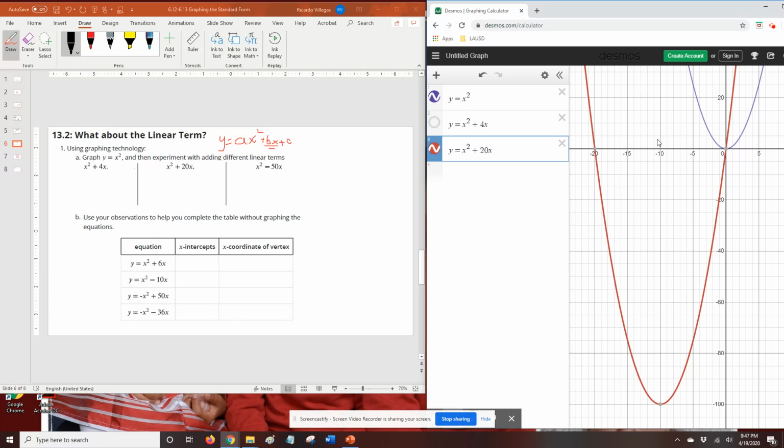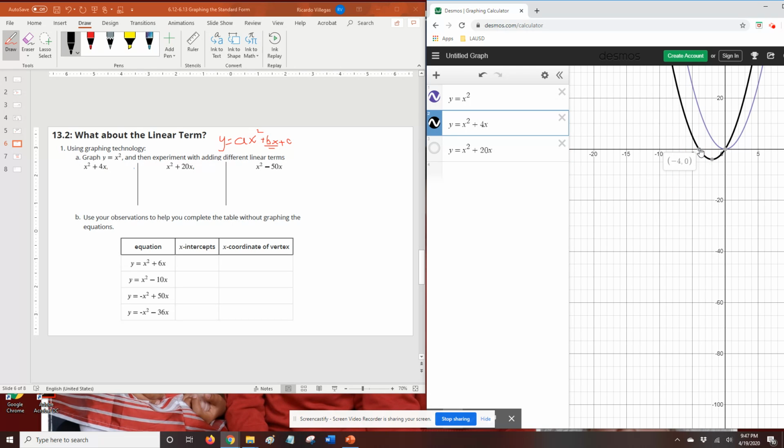It's crossing at -20, comma 0, and it's crossing at 0, 0. Actually, I didn't even mention the first one. This one, x squared plus 4x, is crossing the graph at -4, comma 0, and at 0, 0. Interesting. Okay, so now we're going to write down the last one.